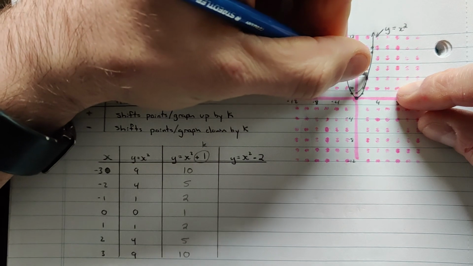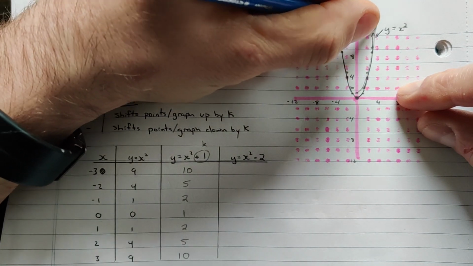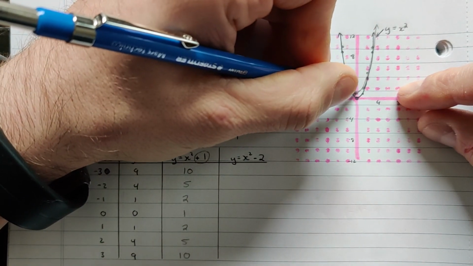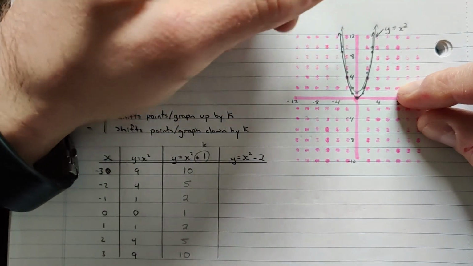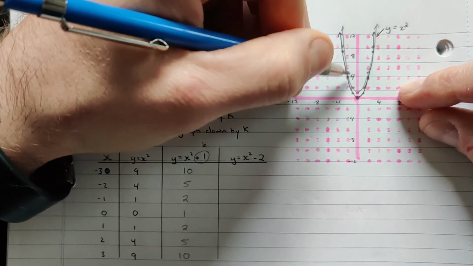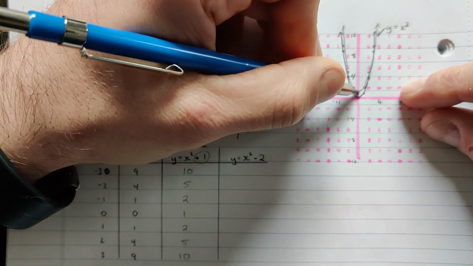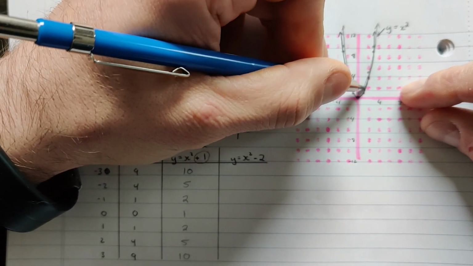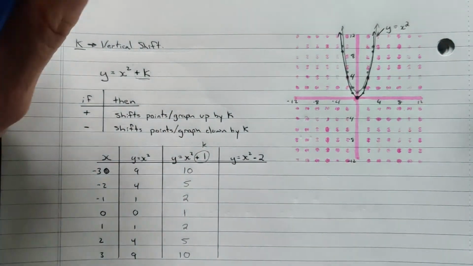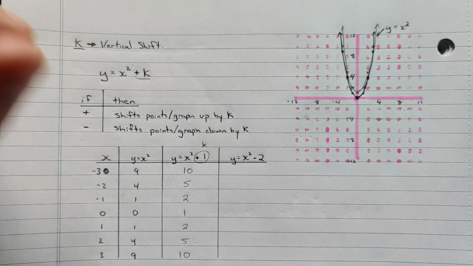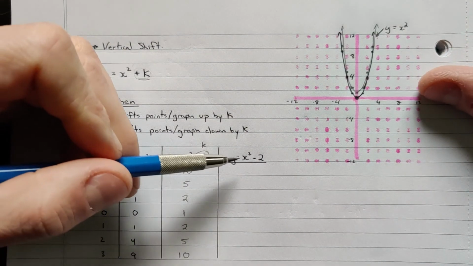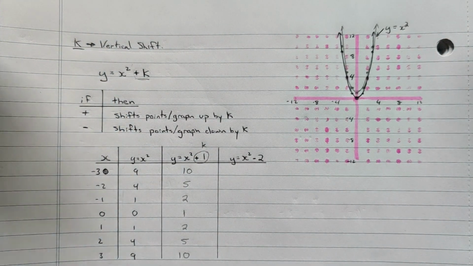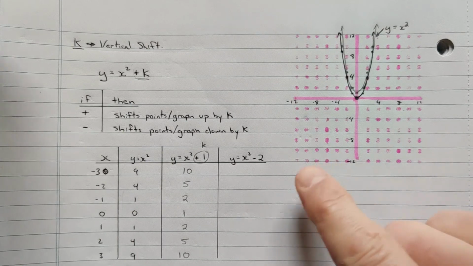So I have this graph here. And each of these points on the original graph is shifted up by 1. So I've taken this vertex and moved the vertex up by 1. This point was moved up by 1. So that's what we mean by a shift up by 1. Each of those points just moves up by a value of 1. In the case of a negative K of -2, it would shift all those points down by 2.